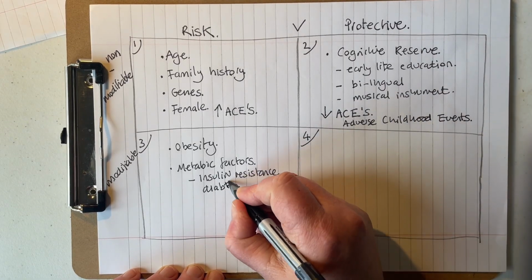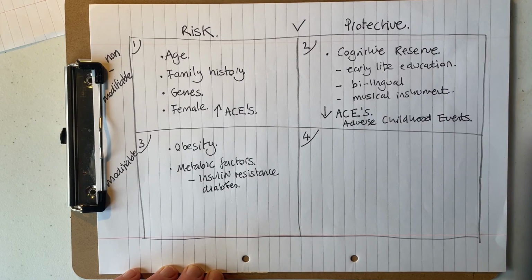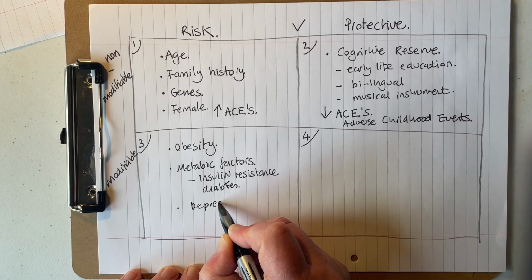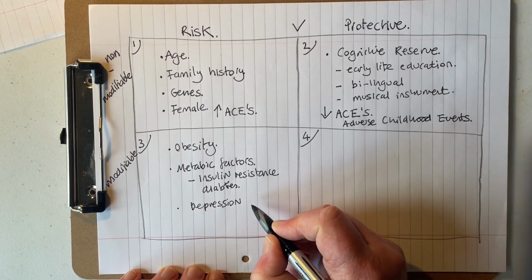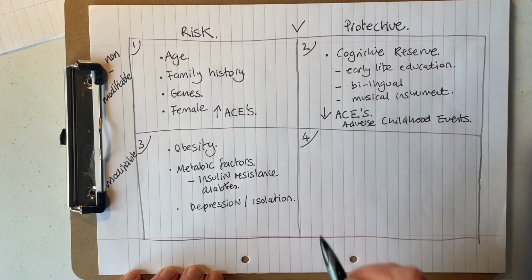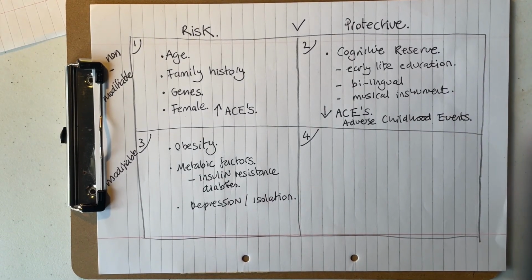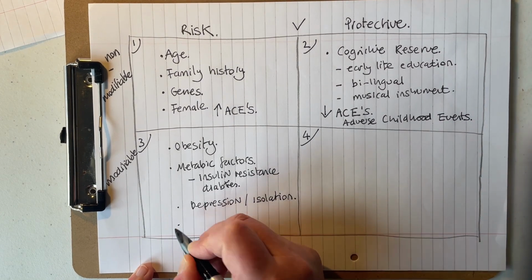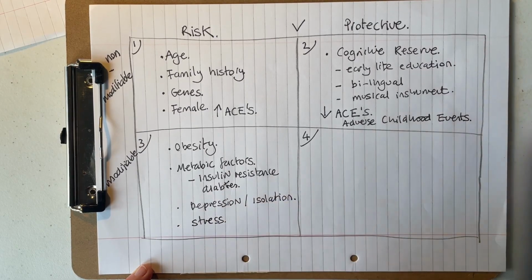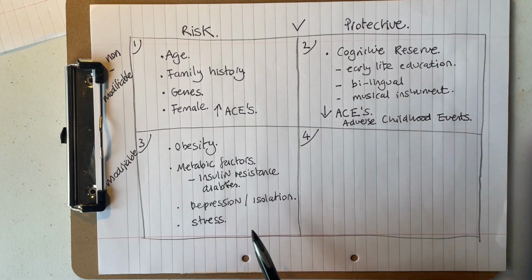Okay, I've never needed to spell that. What's that? With an I there. And we have, I'm going to put depression, isolation, and I'm going to put stress. Stress is another one that is modifiable. So these are all medical conditions really, or all things that you can change because they're modifiable.